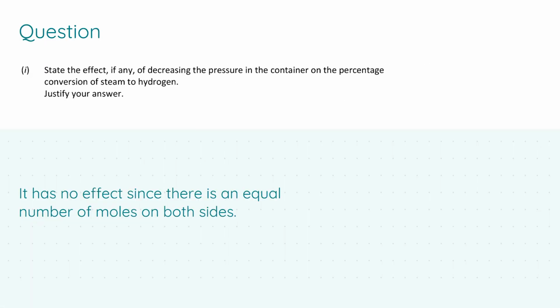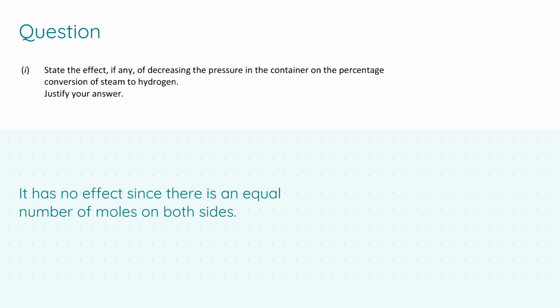So these next 3 questions are all going to be justify questions. So you're going to have to write out what your answer is and then justify it. It's very important that you have both points to that, since there are separate marks going for each of them. So getting into the first one here: state the effect, if any, of decreasing the pressure in the container on the percentage conversion of steam to hydrogen. Justify your answer. So yet again, this is very much like one of the Kc questions.